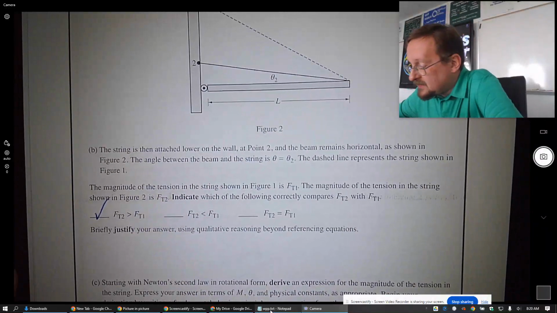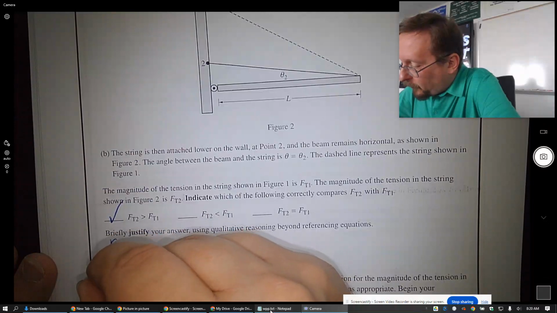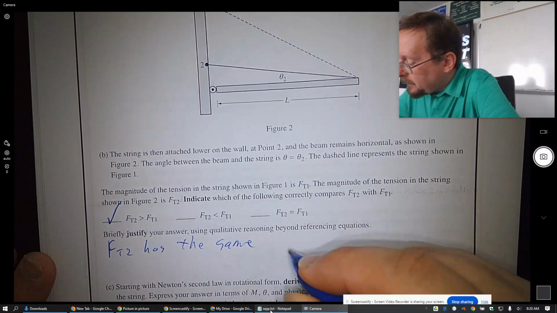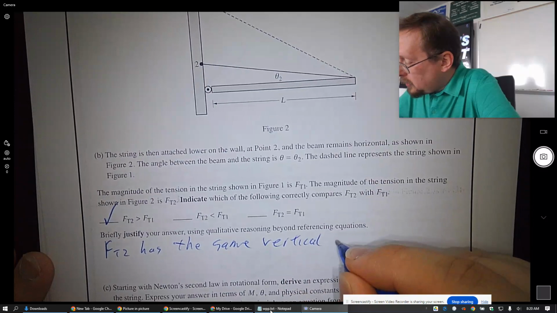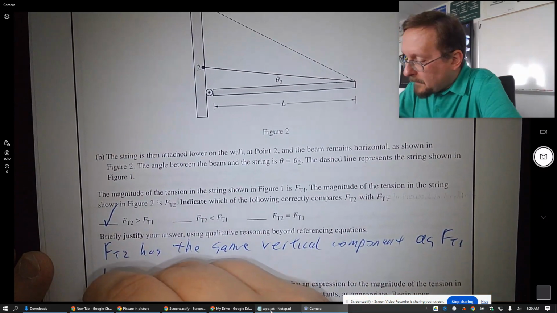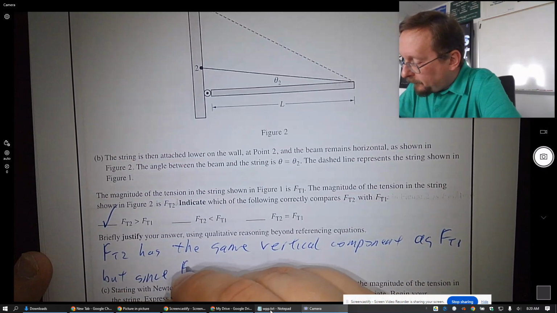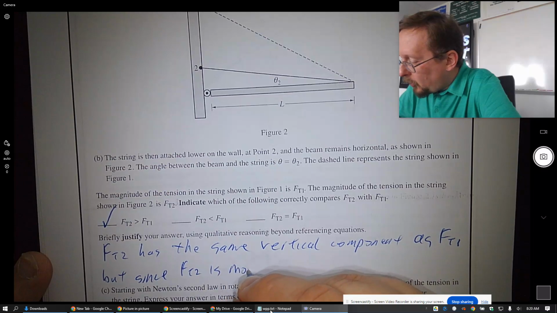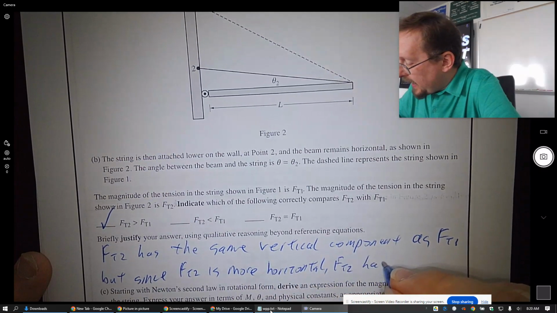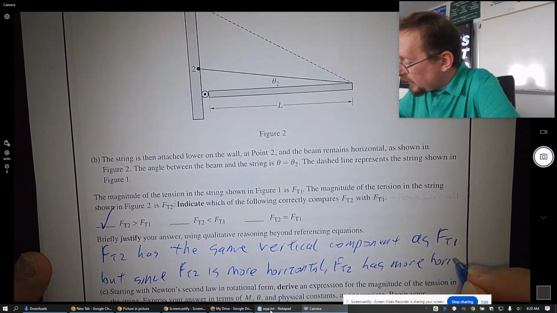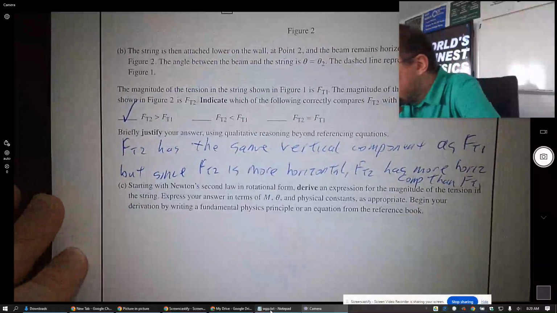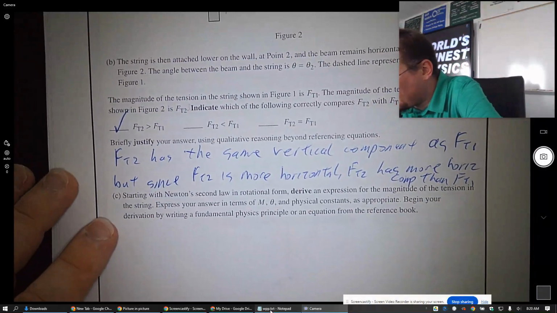So what I'm going to say is that force tension 2 has the same vertical component as force tension 1, but since force tension 2 is more horizontal, force tension 2 has more horizontal component than force tension 1. So obviously they did not want me to write a DBQ level essay for that, because there wasn't a lot of space.